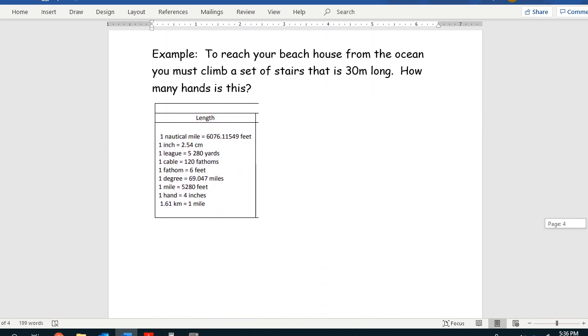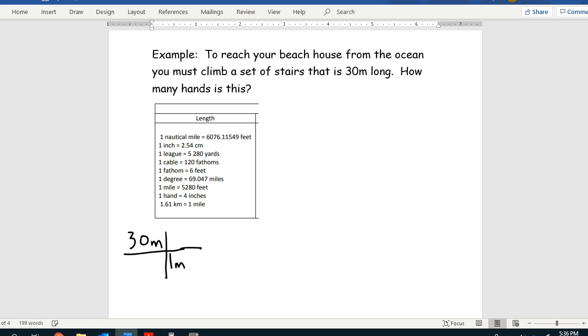Okay, one more example. You're going to see some problems a lot where you don't know what the dimensions are that you're talking about. So here we have an example that says to reach your beach house from the ocean, you must climb a set of stairs that is 30 meters long. How many hands is this? We're going to need a conversion chart for that because we're not familiar with hands, but we're starting with 30 meters. That's the distance we have to travel. I want to turn this into hands, but what I have to do is just start with what I know. I know meters, and I need to convert that to some unit of length that I know.